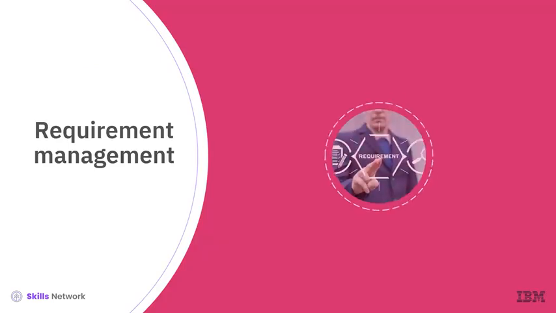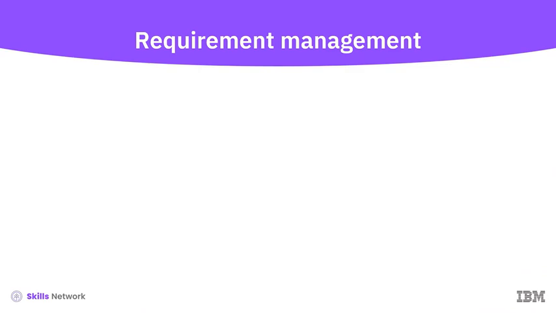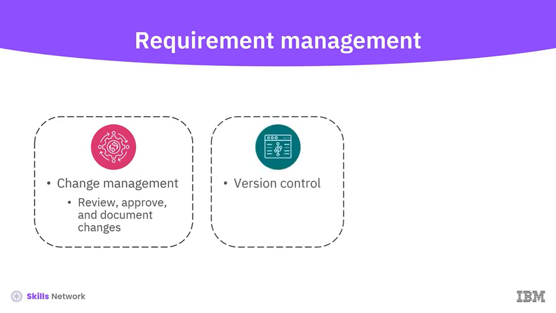The final step in the requirement gathering process is requirement management. Let's explore the key aspects of requirement management. Change is inevitable in any project. Implement a process to handle changes in requirements effectively, ensuring that they are reviewed, approved, and documented before being incorporated into the project. Keeping track of different versions of requirement documents is required to track changes and ensure that the project team is always working with the most current information.